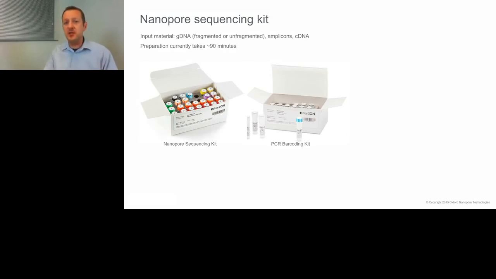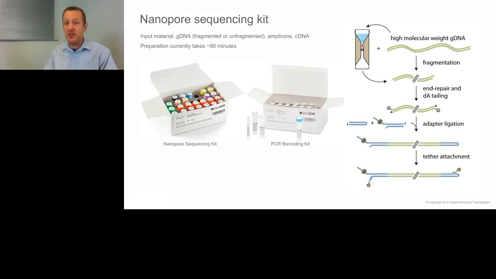Library preparation is the process of converting extracted genomic DNA, RNA, or amplicons into a format that's compatible with the sequencing system. This is shown here for genomic DNA. Oxford Nanopore's current genomic DNA library prep is quick and straightforward to perform, and it's capable of generating very long fragments of DNA, which will give long reads.